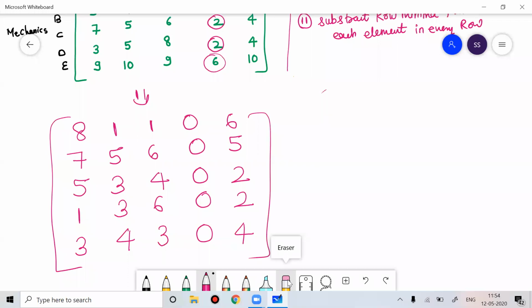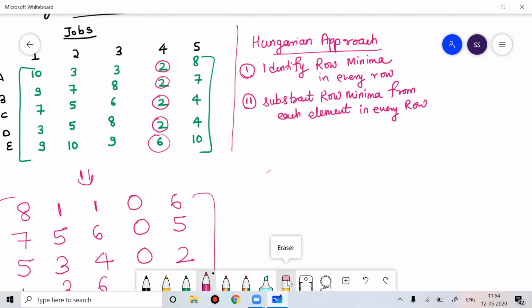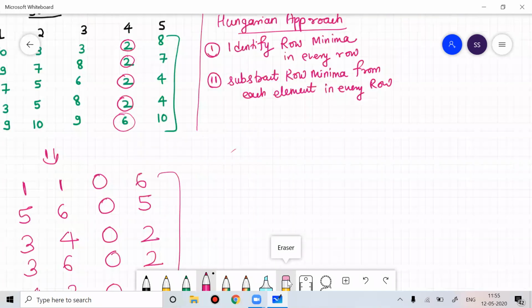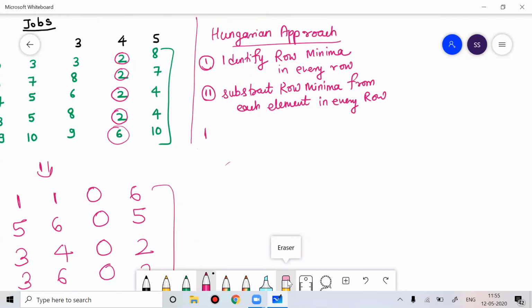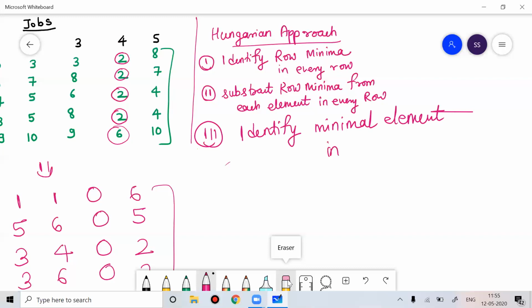So I have to identify the minimum element in each row, and that minimum element I have to subtract from every element in the row. Once you're done with that work, the third step is to identify the minimum element in every column. So the third step of the Hungarian approach is to identify the smallest element in every column.